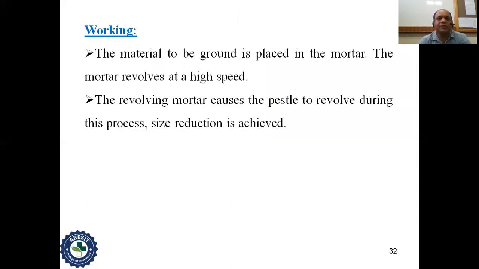Working: the material to be ground is placed in the mortar. The mortar revolves at a high speed. The revolving mortar causes the pestle to revolve during this process. Size reduction is achieved. Very simple process. In the laboratory, we also use the mortar and pestle, same as this one. When we rotate the pestle in the mortar, the material will be crushed, ground, and reduced in size.